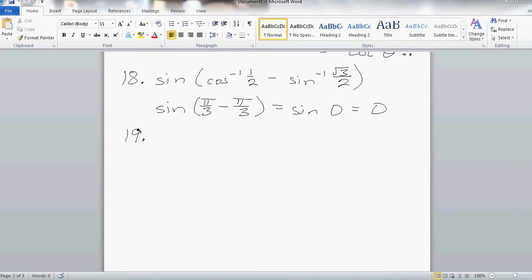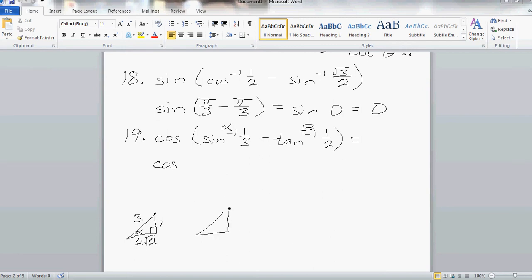Finally, number 19. Number 19 is the cosine of the arc sine of 1/3 minus the arc tangent of 1/2 is equal to what? Well, it's going to be the cosine of something. Okay, I'm going to let this angle be alpha, this angle be beta, and then just go from there. So I need to draw some triangles here. Alpha, I know the arc sine is 1/3, so 1 over 3 would make this 2 root 2. If I do beta, tangent being positive, it's in quadrant 1. Likewise, sine being positive would be in quadrant 1. So we're all dealing with quadrant 1, and tangent would be 1 over 2, which would make this the square root of 5.